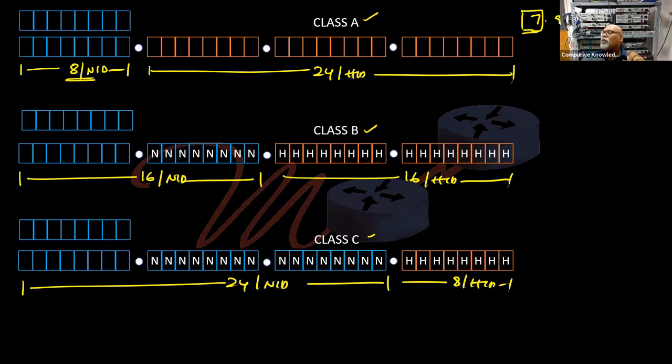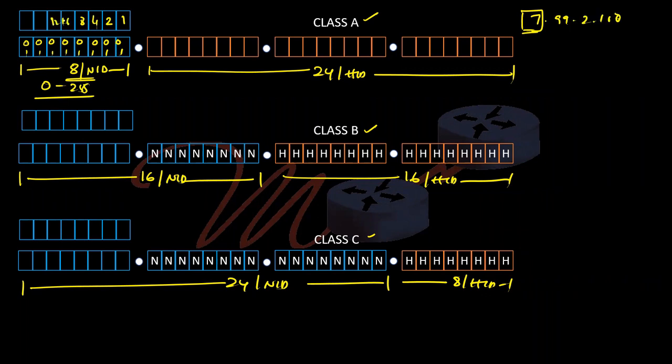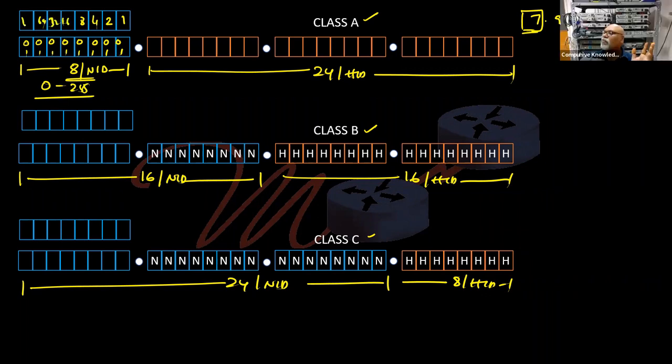How? See, the first number, all zeros to all ones, means 0 to 255. Now, if I give 0 to 255 to class A, see, you should always practice this. First one is 1, 2, 4, 8, 16, 32, 64, 128. Keep writing so that you will be comfortable.